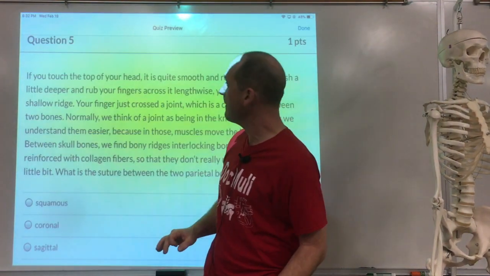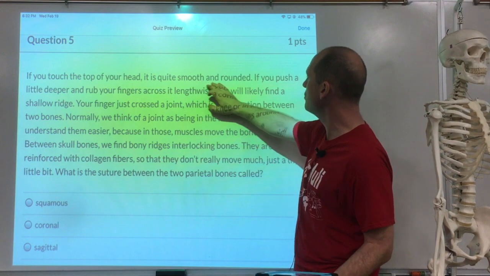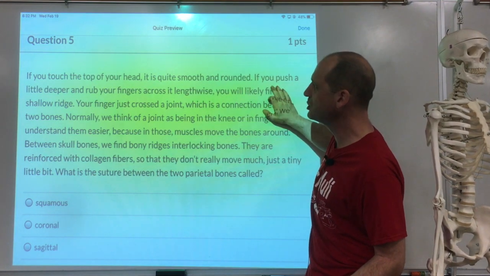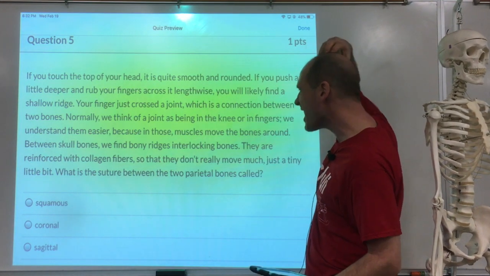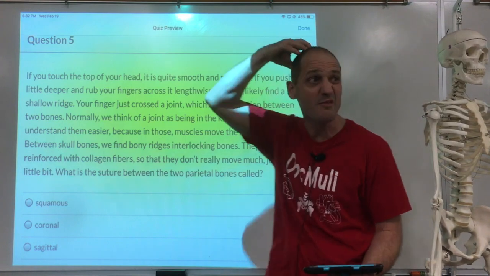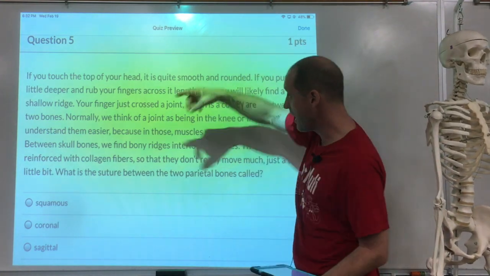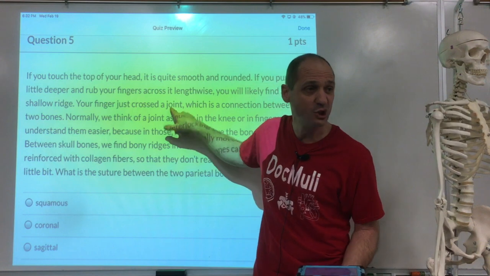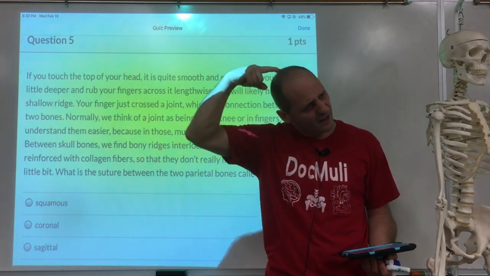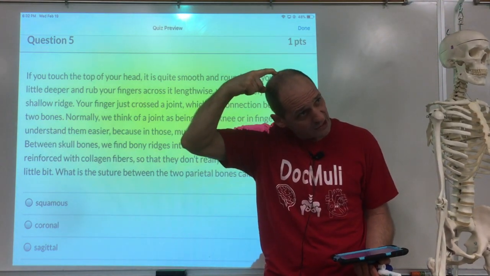Okay. Oh, look, this is a long one. If you touch the top of your hand, it's quite smooth and rounded. If you push a little deeper and rub your fingers across lengthwise, you find a groove. Just cross the joint. That's a joint. Did you ever think of that? I hear that's a joint inside there.